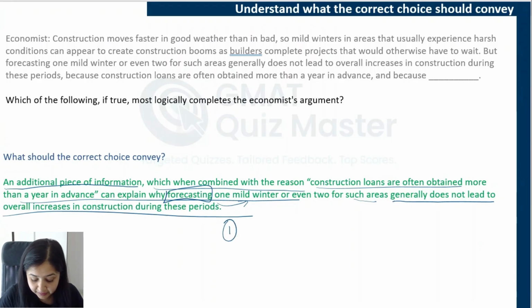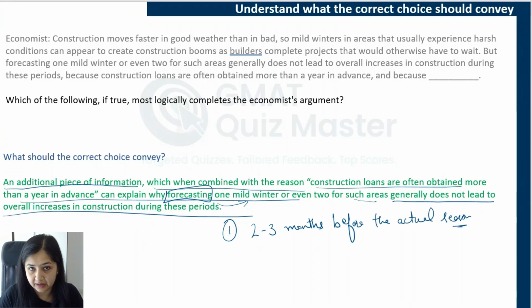Now one scenario can be that this forecast information is received only 2 to 3 months before the actual season. Now you need to apply for the loan more than a year in advance, and you get to know about it only 2 to 3 months in advance. So you've already missed that window of applying for the loan, and that is why this forecast is not helpful. This can be one scenario.